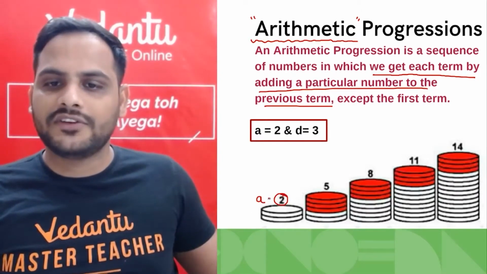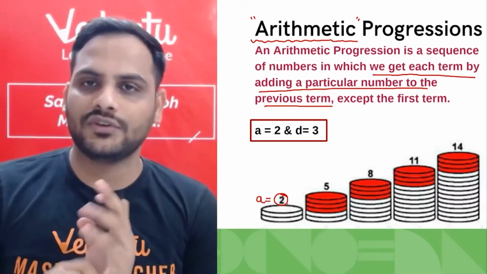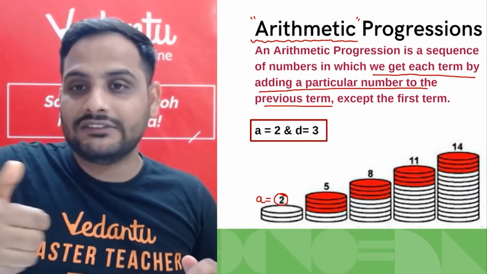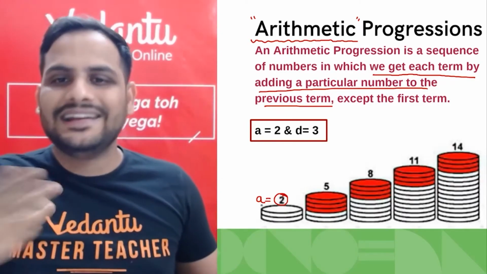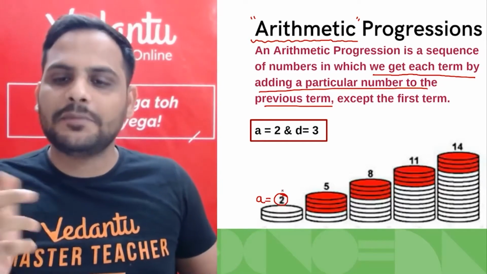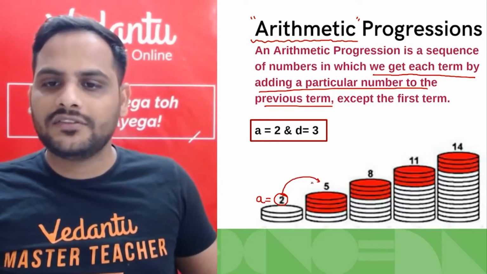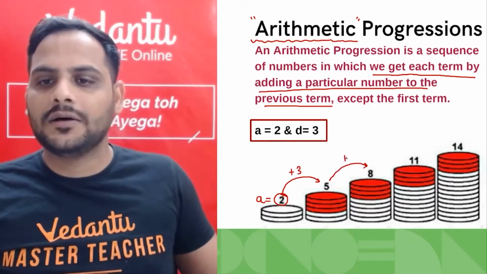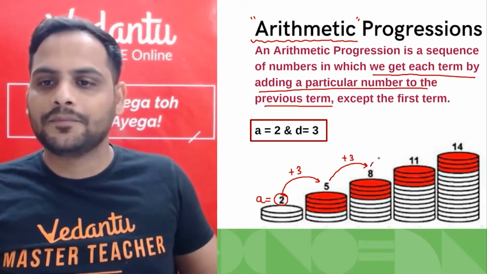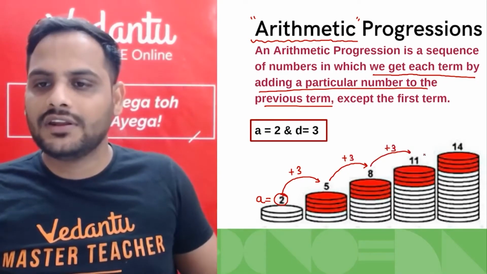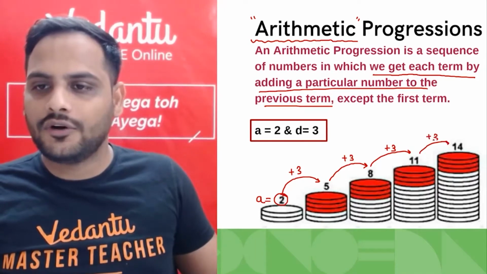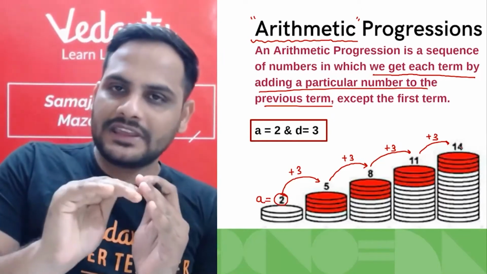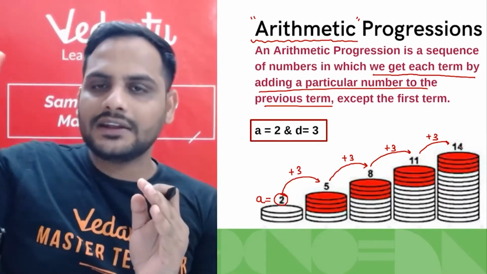Let's say I have chosen my first term as 2, and the number which I will be adding every time, d, I have chosen as 3. So I'll keep adding 3 every time. 2 plus 3 is 5. 5 plus 3 is 8. 8 plus 3 is 11. 11 plus 3 is 14. So I'll start with any random number and keep adding some number to get the remaining terms.